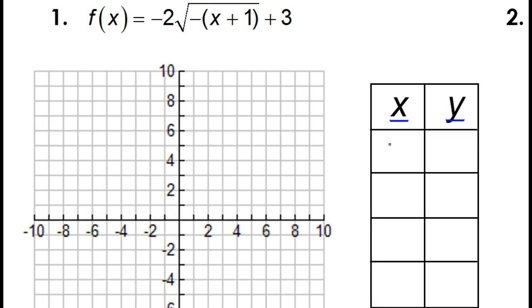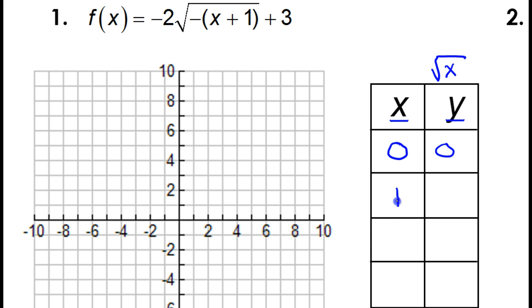When you graph a square root function, I recommend that you start with the parent function, which is just the square root of x. So forget about all this other stuff and just focus on the square root of x. That way you can always start with the same x values. You can't take the square root of a negative number. You can take the square root of 0, which is just 0. So we don't need a calculator if we choose carefully.